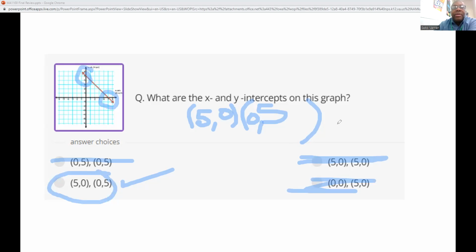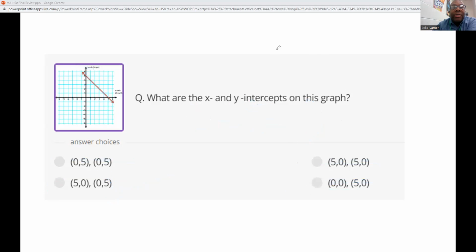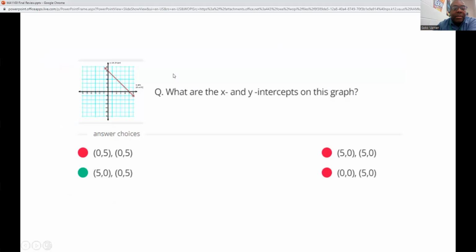We found our answer. And we found that one in a lot shorter time. Okay. So let's make sure I'm right, because I make mistakes. Yes, that was it.